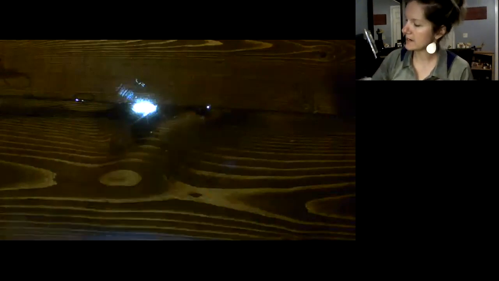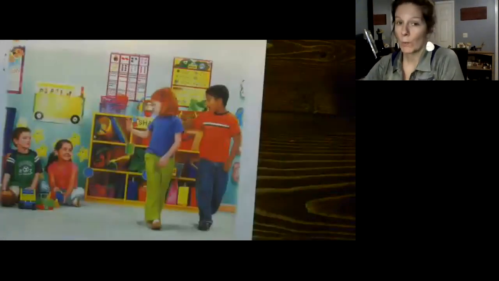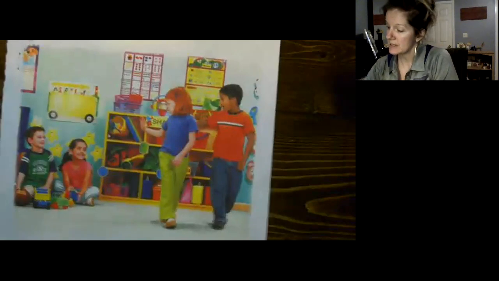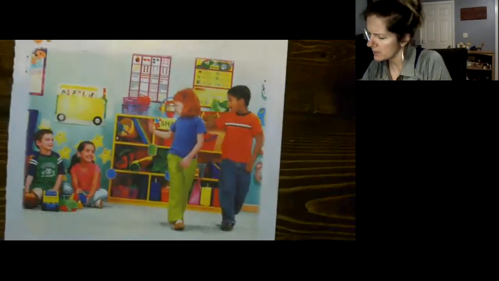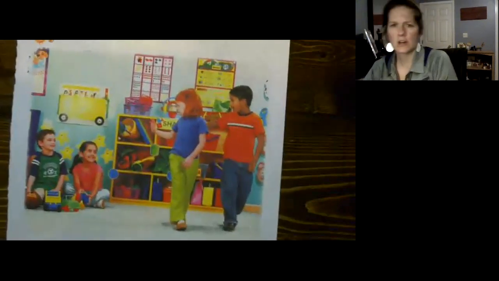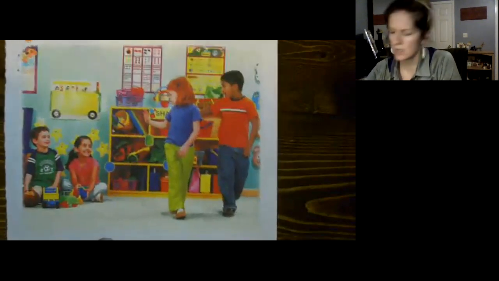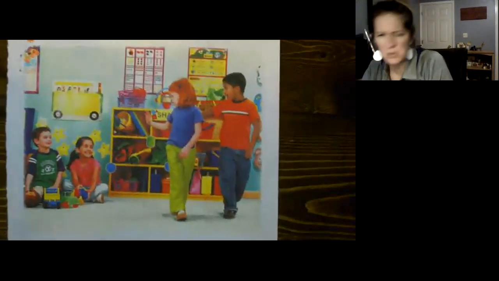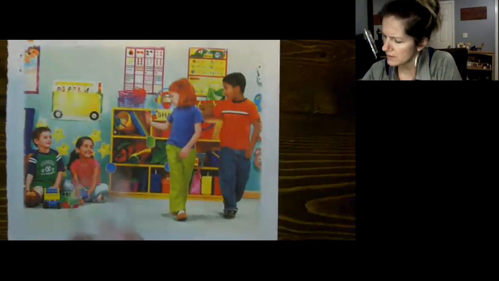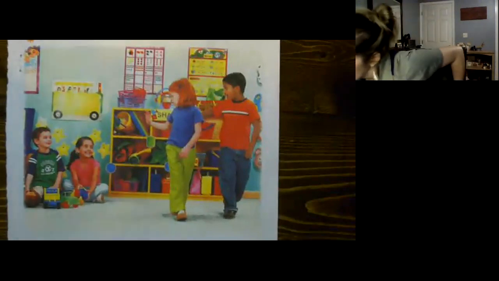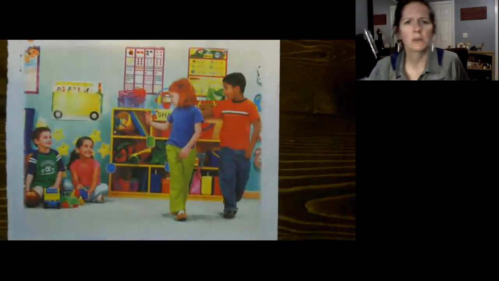All righty. Here we go. Got some more friends. Let's see, what are they playing with? So they're playing with some trucks or something, right? Some trucks or a boat. I don't know what that brown thing is right there. What is that? I don't know. We're going to go with trucks.